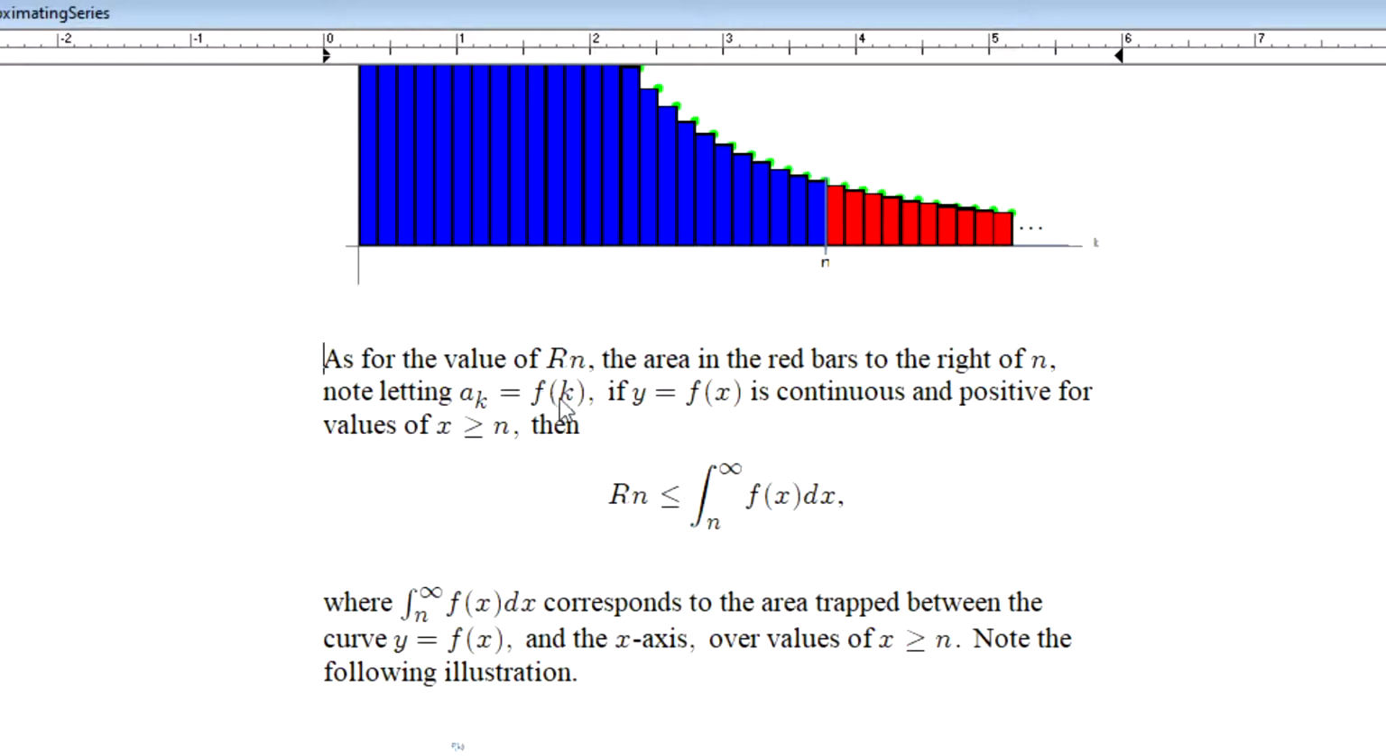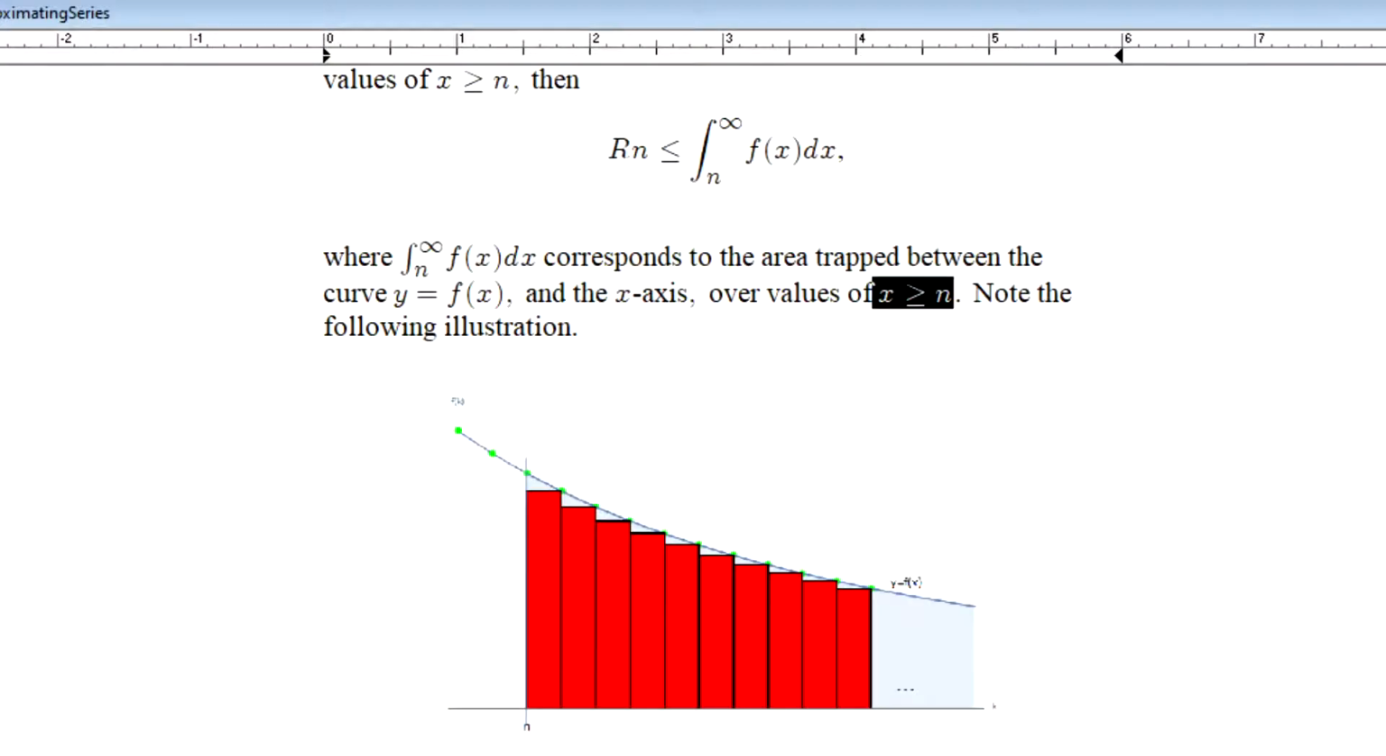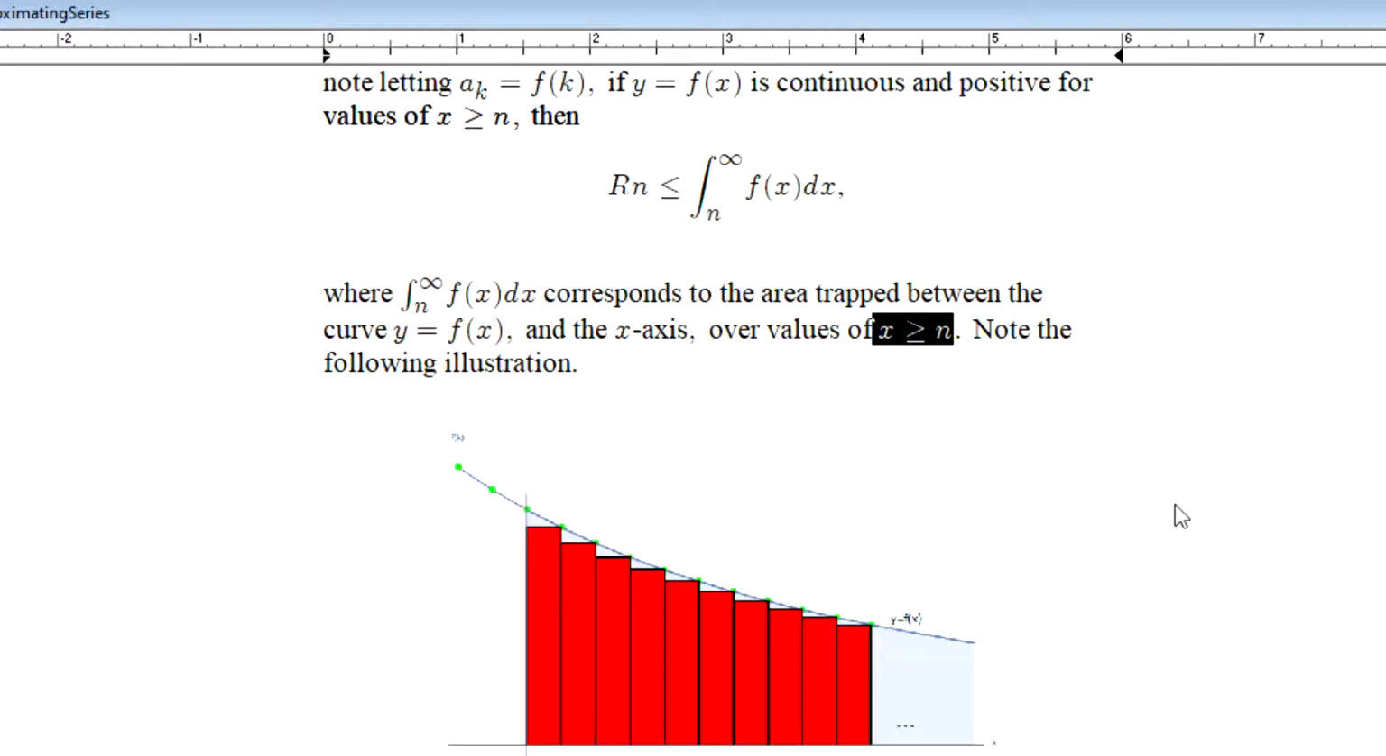Note, letting a sub k equal f of k, if y equals f of x is continuous and positive for values of x greater than or equal to n, then those values of R sub n will always be less than or equal to the integral from n to infinity of f of x dx, right? Where the integral from n to infinity of f of x dx is actually going to correspond to the area trapped between the curve y equals f of x and the x-axis over values of x greater than or equal to n. What we're illustrating is this following picture here, folks, right?